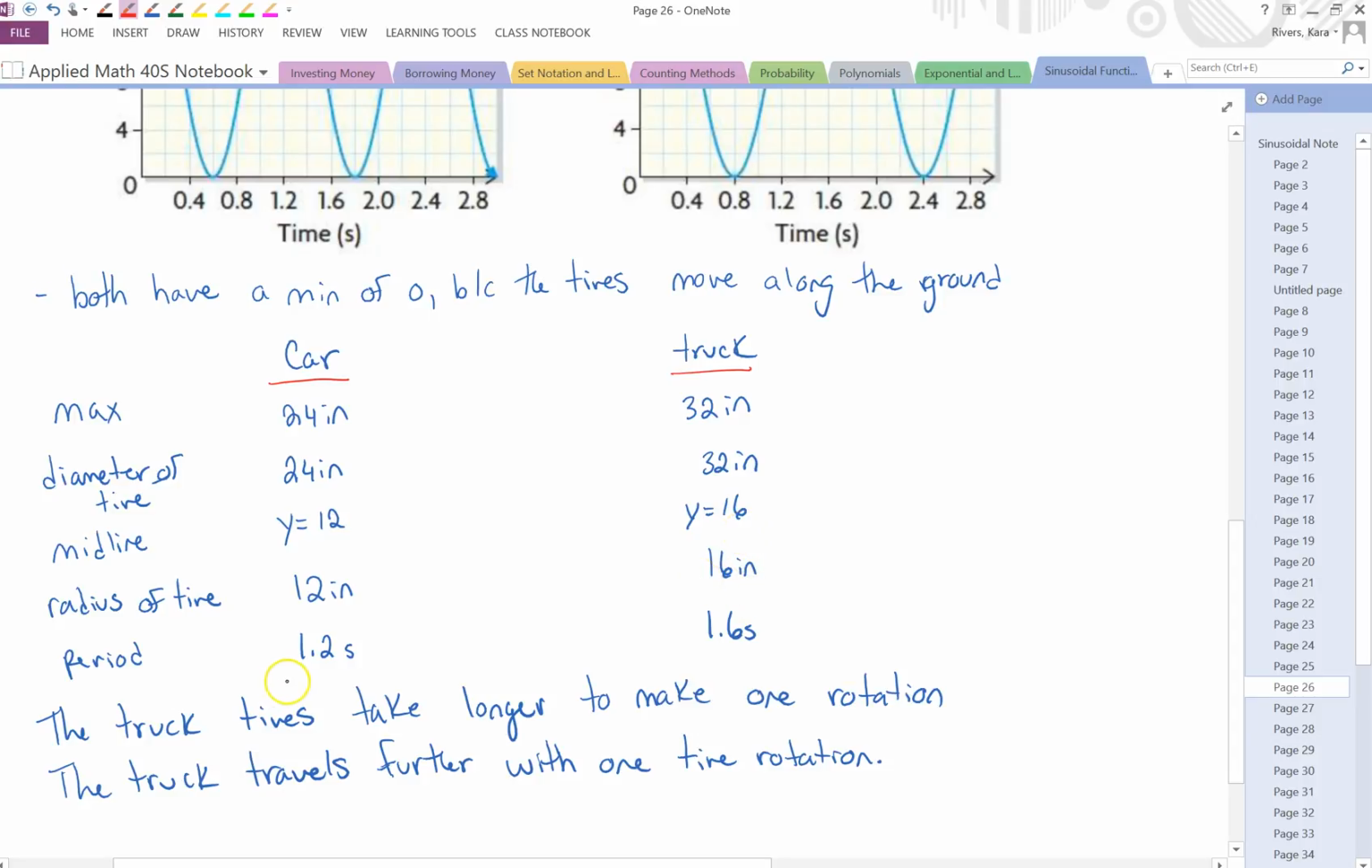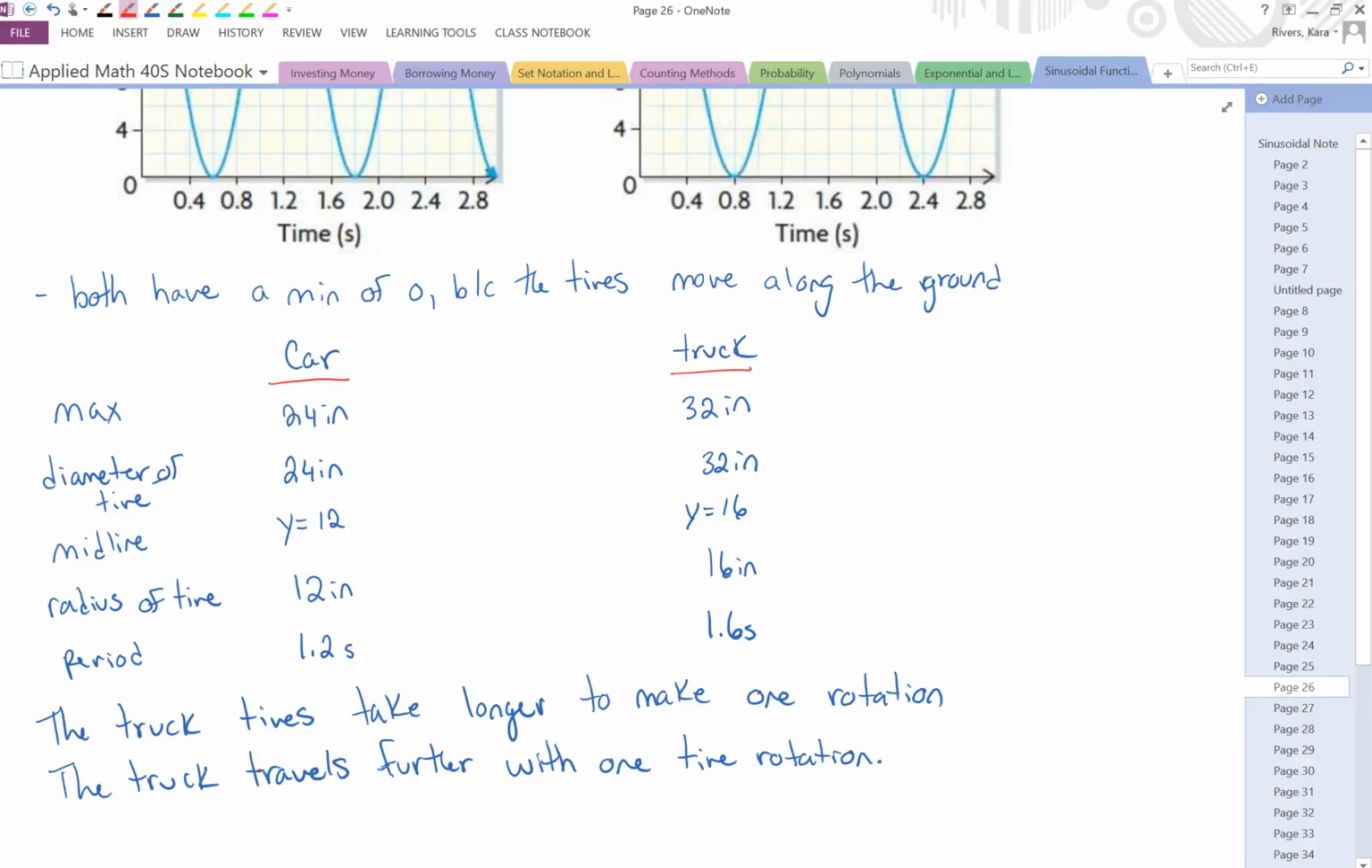The period is 1.2 seconds for the car. So if we think about that, that means one revolution takes 1.2 seconds, whereas the truck is 1.6 seconds. So it's covering, right, more space in less time. So the truck tires take longer to make one revolution. The truck travels further with one tire revolution. So there's lots of information using these graphs that we can actually figure out.